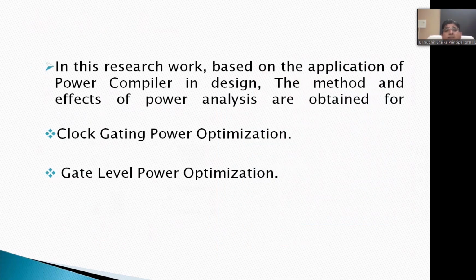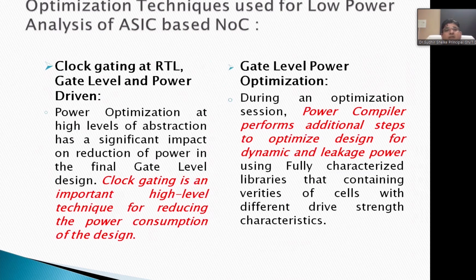So in this research work, based on the application of the Power Compiler in the design, the method and effect of the power analysis are obtained, using clock gating power optimization and gate level power optimization. So what is the comparison between these two optimization techniques? Why is further gate level power optimization to be done, for further reduction of the dynamic and leakage power?